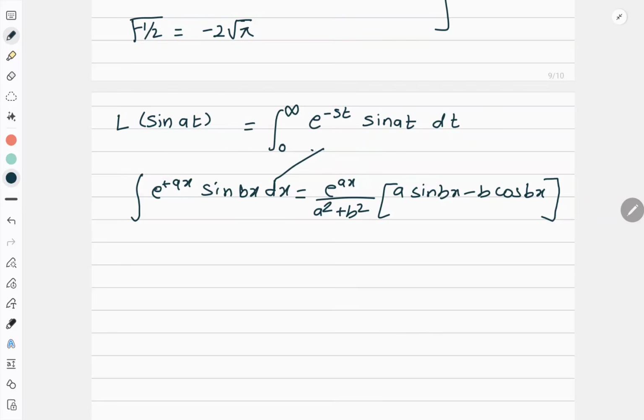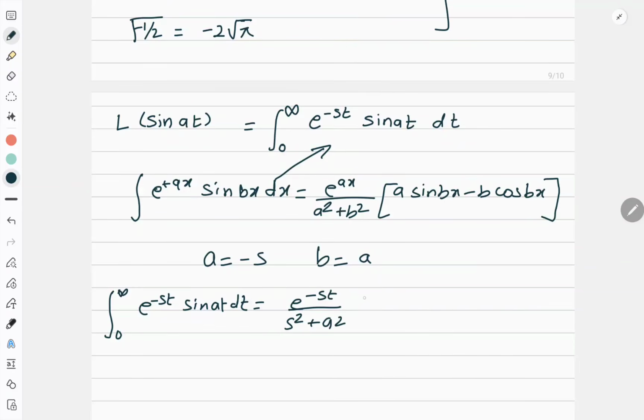If I compare this and this, I can make out that a is equal to minus s and b is equal to a. So now let us substitute. The integral from 0 to infinity of e to the power minus st sin at dt is equal to e to the power minus st upon s square plus a square, in bracket minus s sin at minus a cos at. And the limit of integration is 0 to infinity. Now when you put the limit infinity, because of e to the power minus infinity, the whole expression will become 0. Now minus the lower limit.